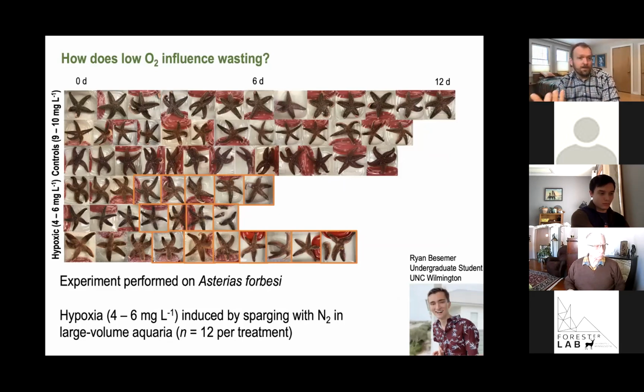And so the following summer, what we did is we collected a lot of this species here, Asterias forbesii from the Atlantic. We subjected them to lower oxygen conditions. We called it hypoxia here. Hypoxia technically is 20% of saturated, so it's a little bit less than this. And we did that by sparging it with dinitrogen gas in very large aquarium systems.